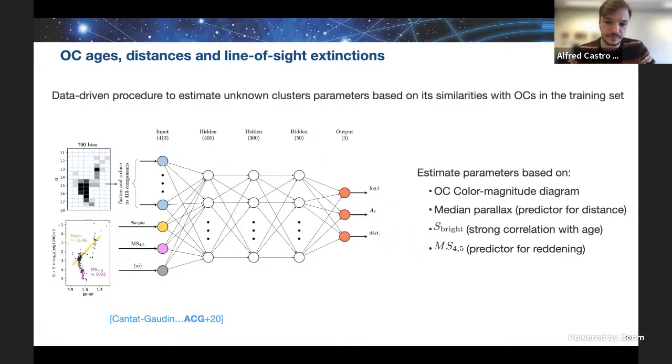the new findings. So basically what we did is, we used the color magnitude diagram plus 3 other meaningful characteristics of the color magnitude diagram that work as proxies for distance. This is the case of the mean parallax, and also proxies for reddening, and proxies for age. And we let the network decide, given a new cluster, which is the most similar one in the training set, and that will give us distance, age, and reddening for these new clusters.